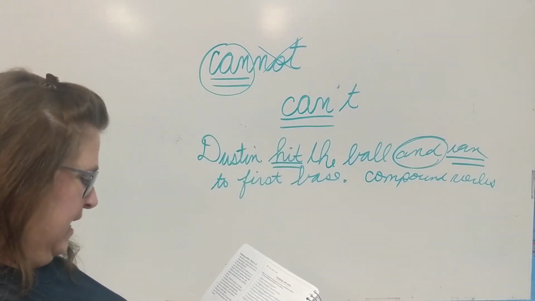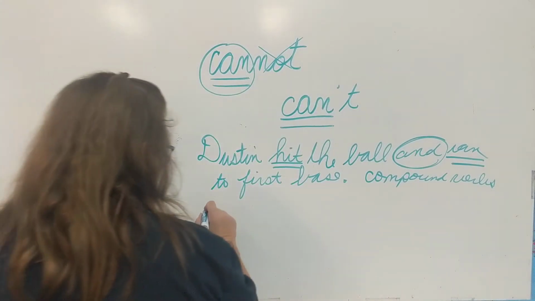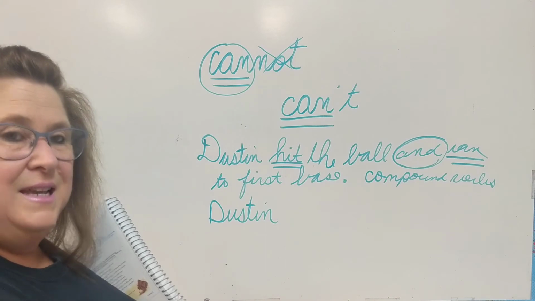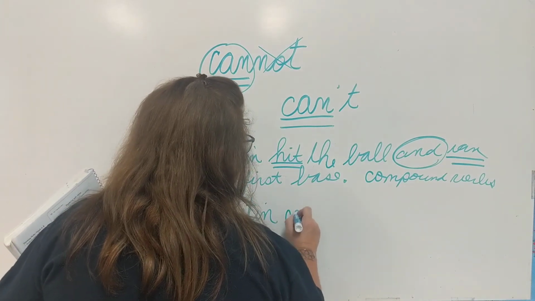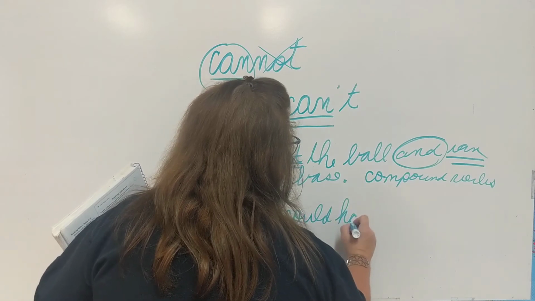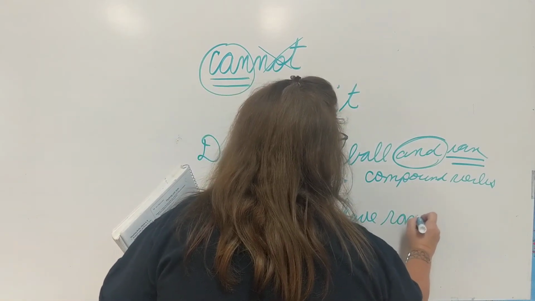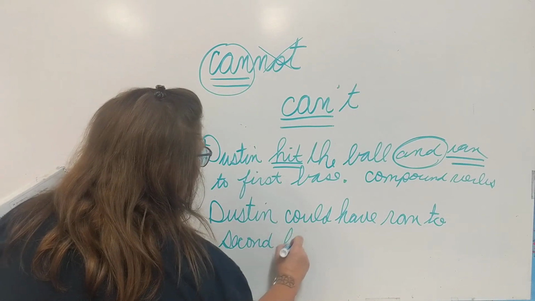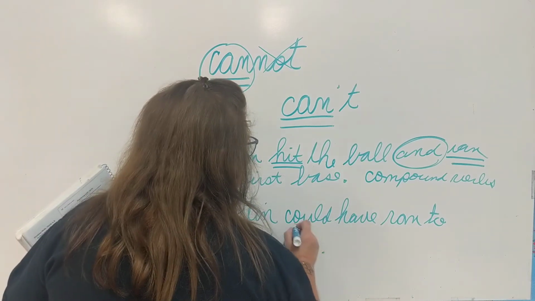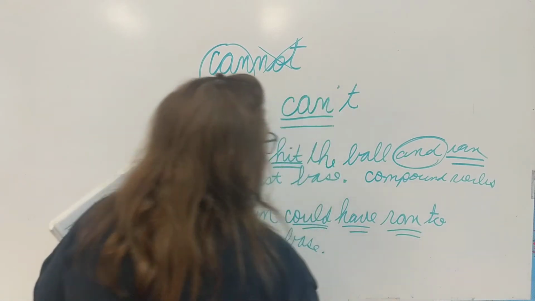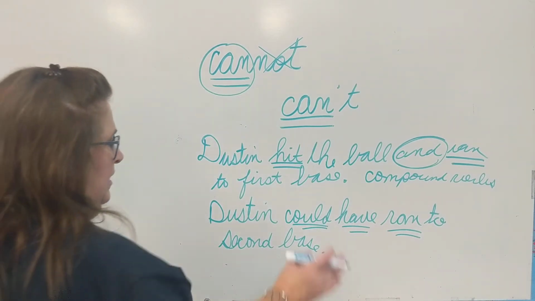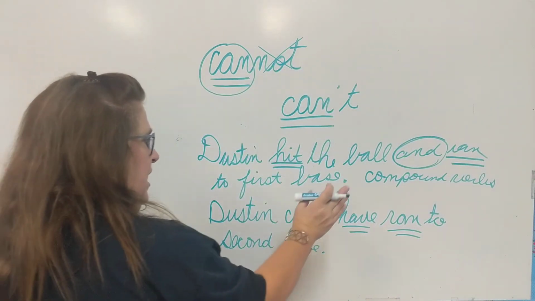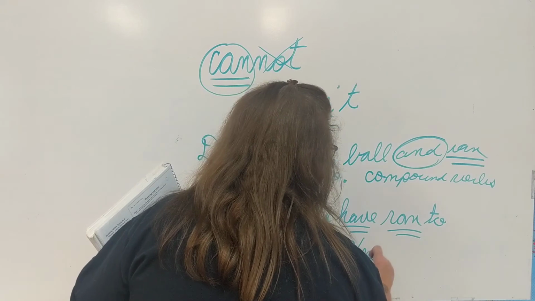But a verb phrase is not connected with a connecting word. Dustin could have ran to second base. Now we have more than one verb in the sentence. It is could have ran. But is there a connecting word? Are the verbs connected with the word and? Hit and ran. No, it's just could have ran. So in this sentence, it is a verb phrase.